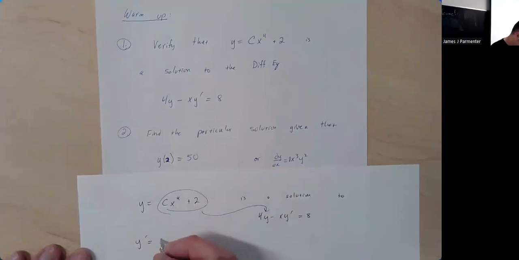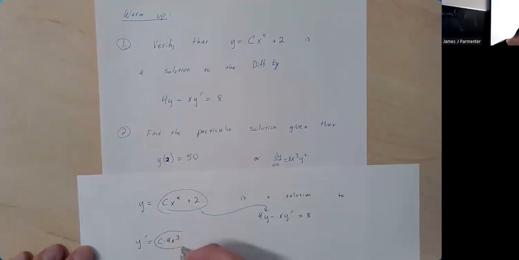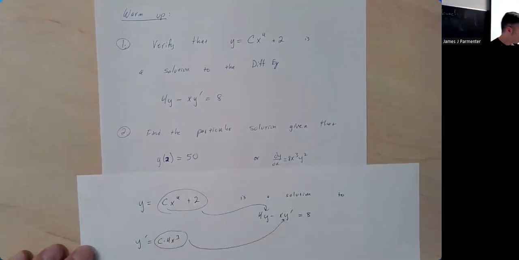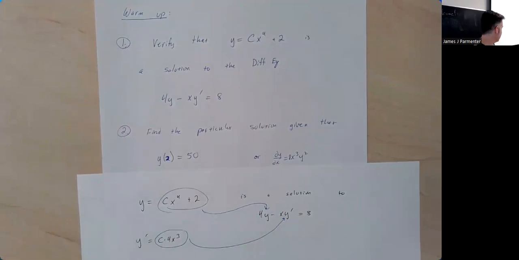The derivative of x to the fourth is 4x cubed. The derivative of 2 is 0. So we're just going to substitute this in here, and then hopefully things work out. So plugging that in, I get 4 times cx to the fourth plus 2 minus x times c times 4x cubed.